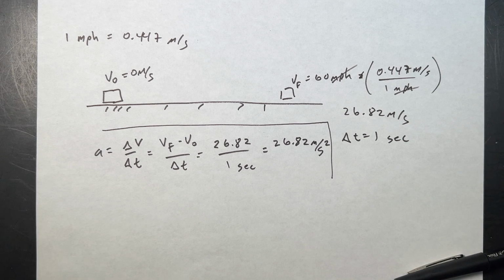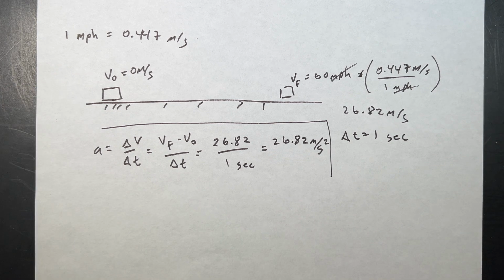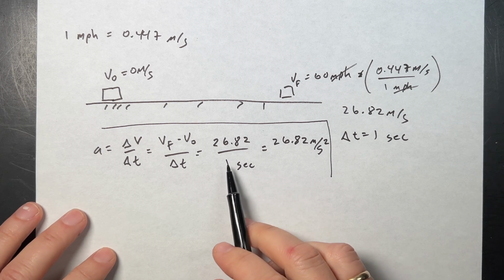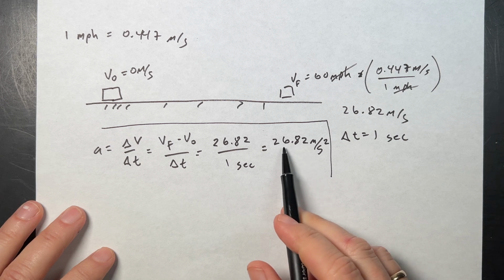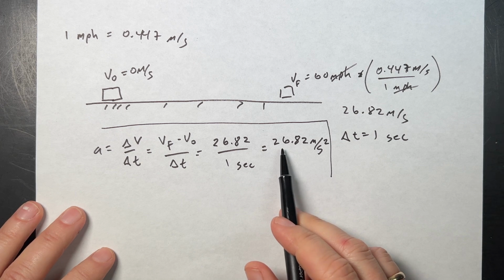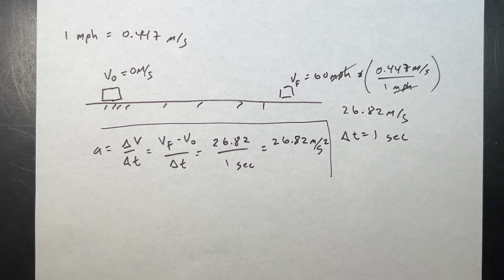60 miles per hour in meters per second. Just jumping over here. 60 miles per hour in meters per second. Okay, so that is right. 1 second. Oh, I dropped my pen. If you double that to 2 seconds, which would be a reasonable value, then you'd have half the acceleration, which would be still 13 meters per second squared. So these are crazy high accelerations.